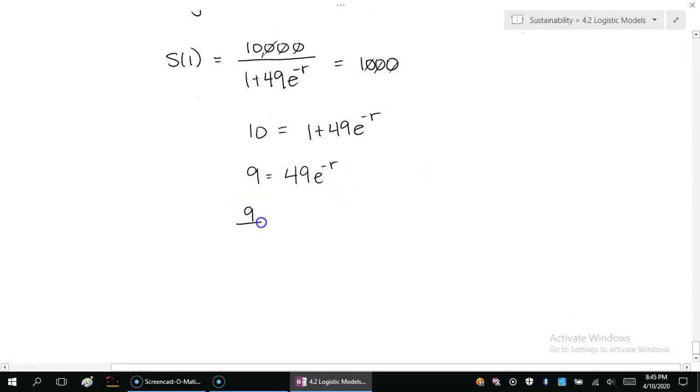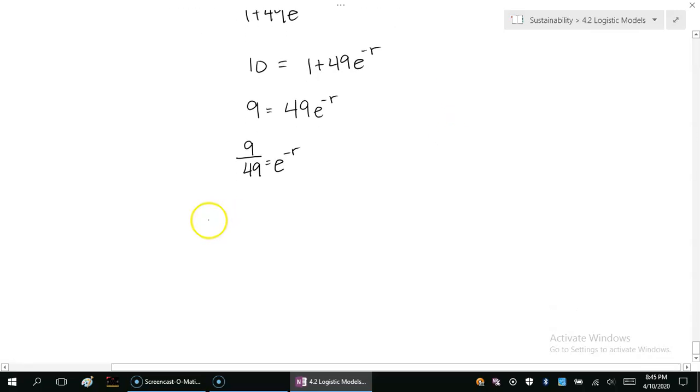And so 9 over 49 is e to the negative r. To get r out of the exponent, take the natural log. The natural log of 9 over 49 is negative r. I'm going to multiply both sides by negative 1, and switch the sides so that r is over here on the left. I get r is equal to negative ln of 9 over 49. And you can plug that into your calculator. You get that that's about 1.7.